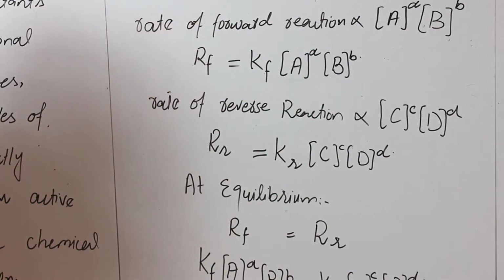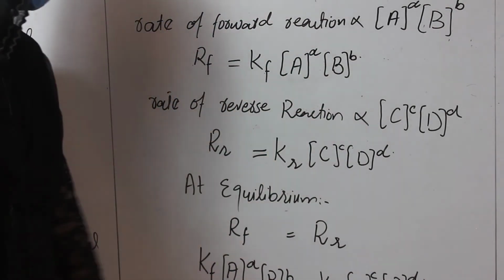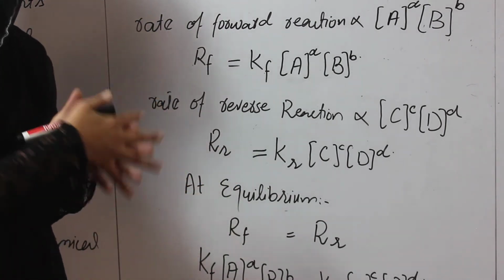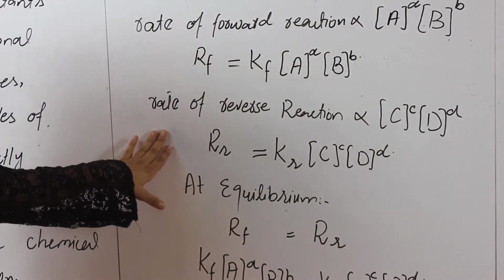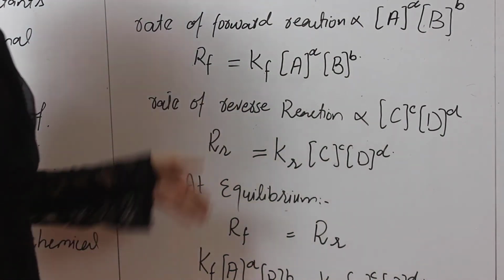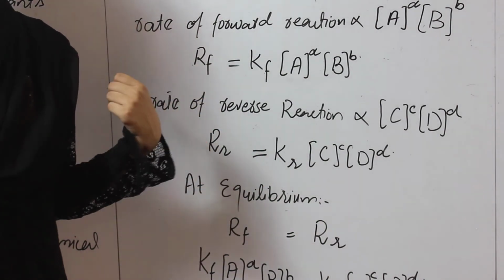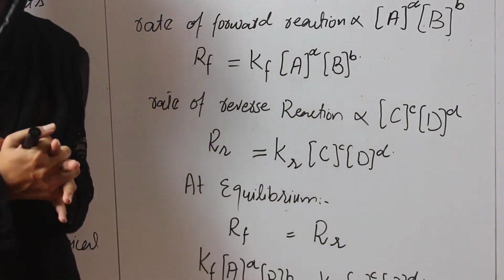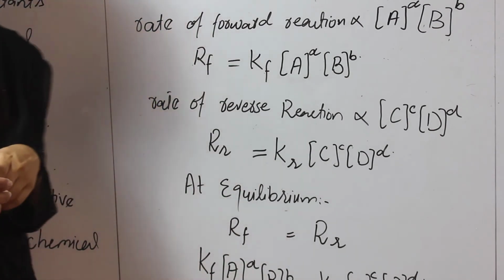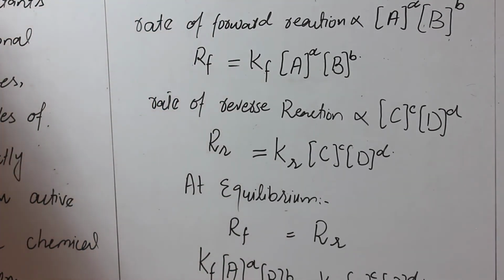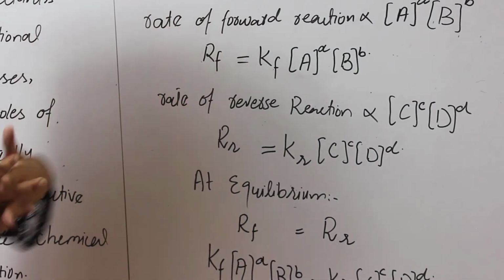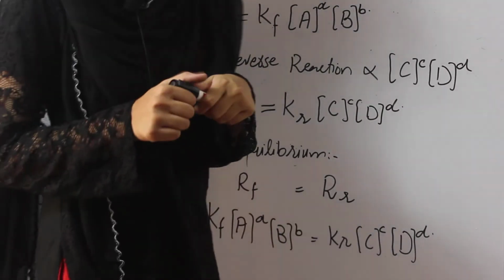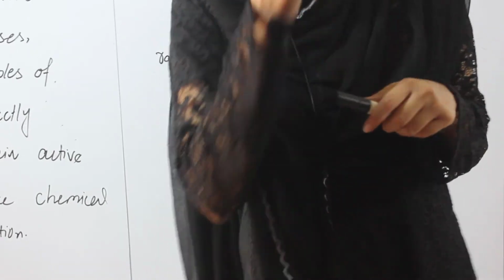Similarly for the reverse reaction, the rate of the reverse reaction is directly proportional to the active masses of the products raised to their coefficients. With the same proportionality sign changed to an equal sign, we introduce a new constant, Kr, because it is a reverse reaction. At the equilibrium condition, when the rates of the forward and the reverse reaction are equal but in opposite directions, we put the values of the forward and the reverse reaction and apply the cross exchange method.